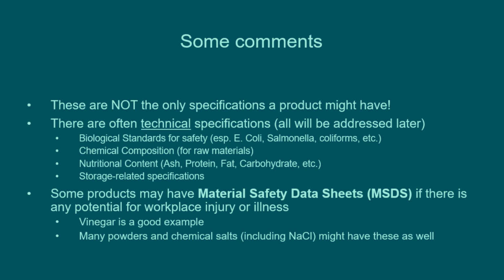You often want to have a nutritional breakdown like they did at the end there. That's another one that's often added to some but not all specifications. Whether or not something is certified a certain way can be considered a specification too in its own right. And then I already talked about material safety data sheets. Vinegar is a very good example. Chemical salts. Sometimes even salt would have an MSDS data sheet for some companies that sell it. So that's just another thing to consider.